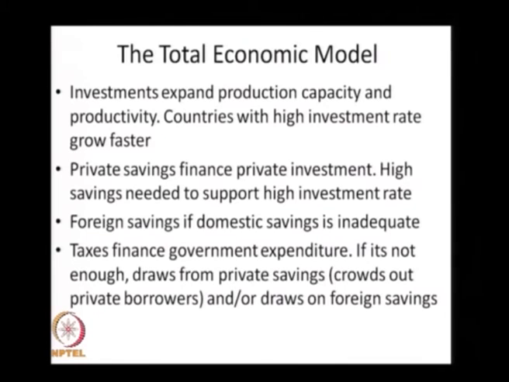and if that is inadequate, there is also access through foreign savings, and government expenditure is taken care by taxes that actually finance government expenditure, and when taxes are insufficient to meet government expenditure, then the government also accesses finance from the domestic savings, as a result of which it crowds out private borrowers, because it is private borrowers plus government again trying to fight for capital from the domestic savings. So this is the total economic model, and all this is done to create a supply to produce output either in the agriculture or the industry or the services, or it is also through imports.